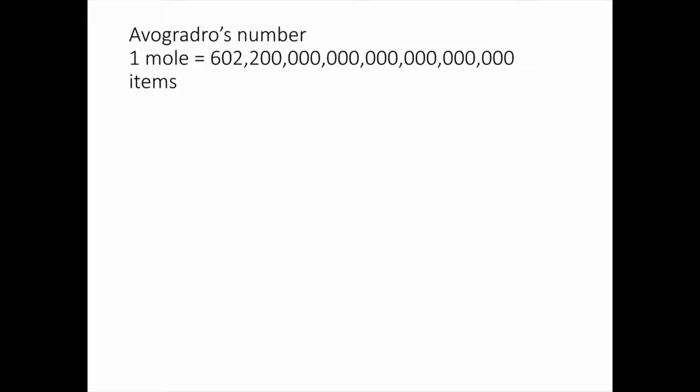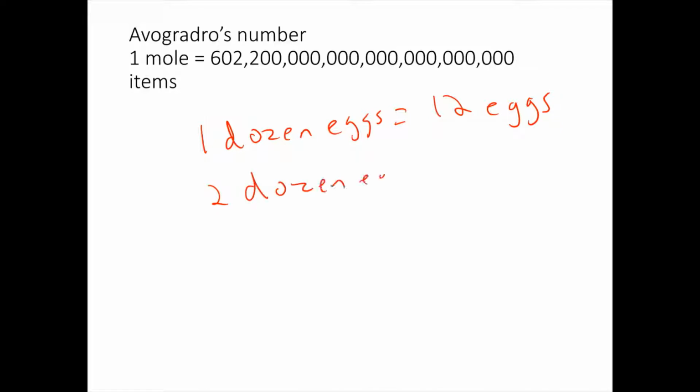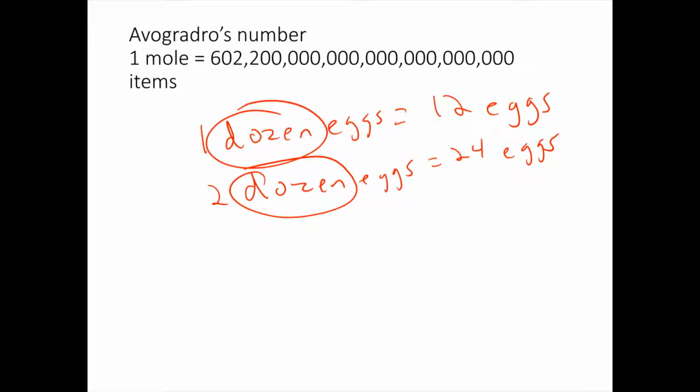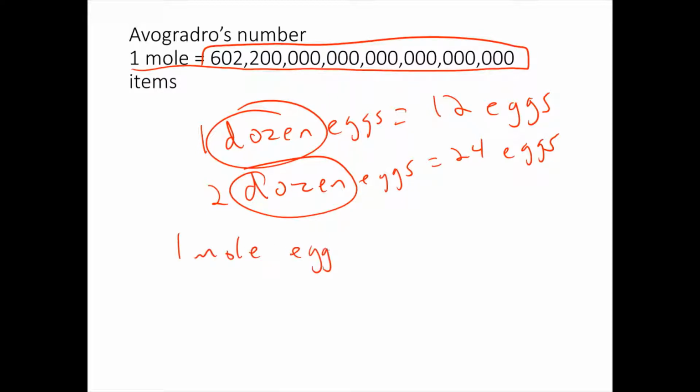Now, how would we use the word the mole, one mole? Well, just like for eggs, when we talk about 1 dozen of eggs, 1 dozen stands for 12. So if I have 1 dozen eggs, I have 12 eggs. If I have 2 dozen eggs, that's 24 eggs. So just like we use the word dozen, we're going to use 1 mole. 1 mole is this many items. So I could say I have 1 mole of eggs. And that would be this number of eggs.